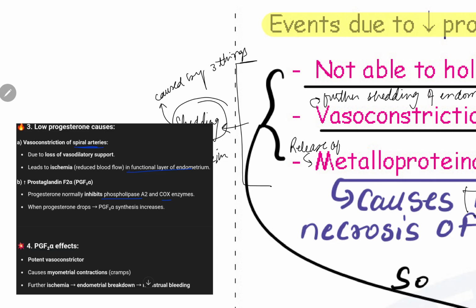So there are two things: vasoconstriction of spiral arteries due to loss of vasodilation, and ischemia. And PGF2 alpha, why? Because progesterone normally inhibits COX enzymes and phospholipase A2 enzymes. And when progesterone drops, PGF2 alpha synthesis increases. Okay, and it will cause further myometrial contractions.